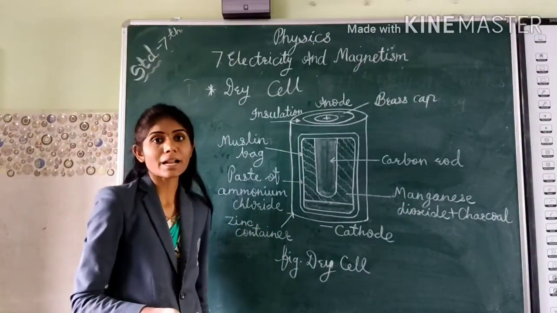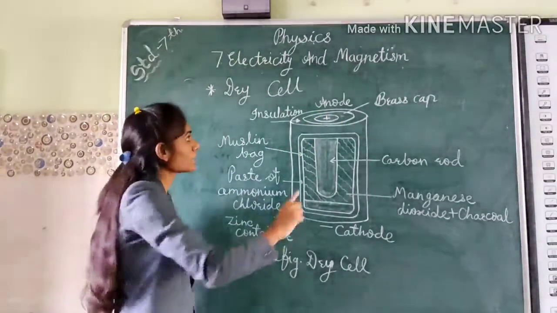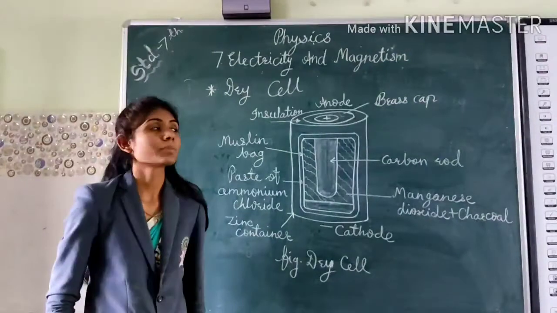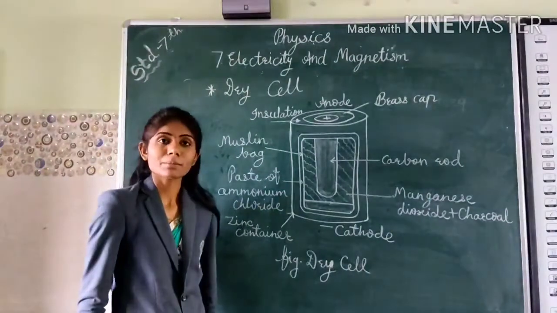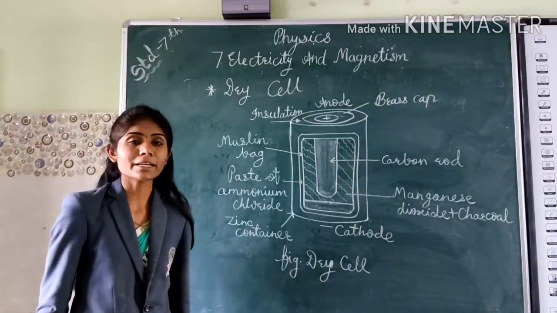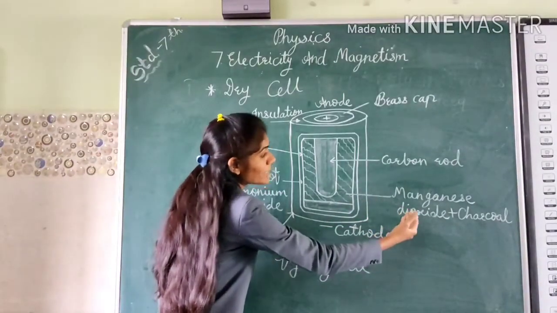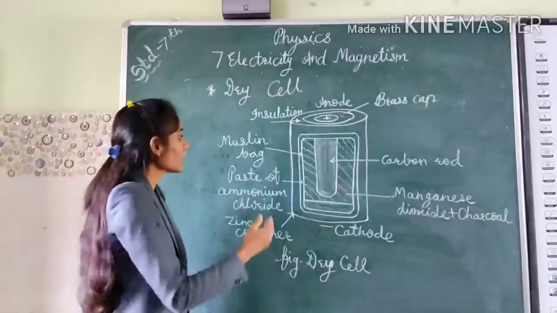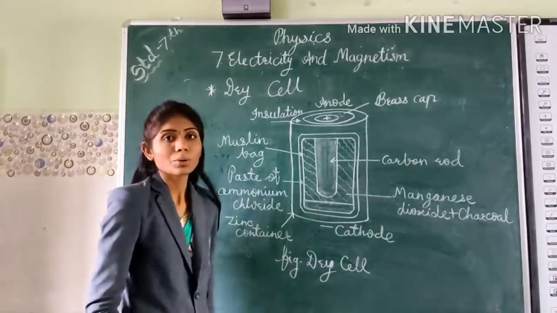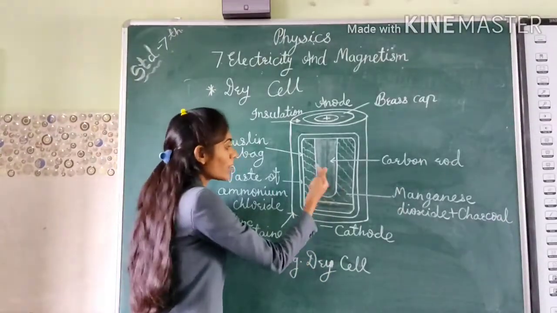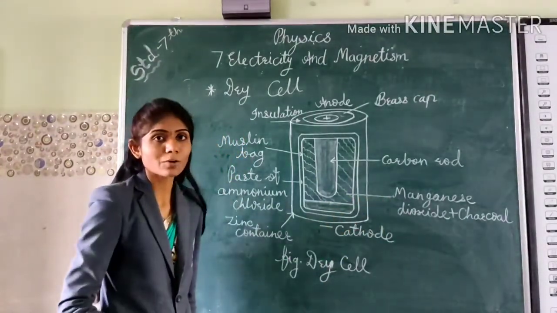provided inside the dry cell with a brass cap at the end, which acts as the positive terminal, that is the anode. Ammonium chloride paste is used as the electrolyte in this dry cell, and the manganese dioxide and charcoal mixture is filled in a muslin bag and placed over the carbon rod, or we can say the carbon rod is surrounded by the mixture of manganese dioxide and charcoal.